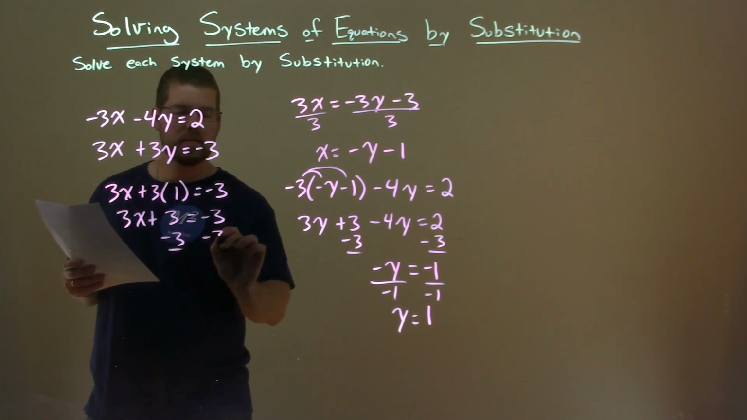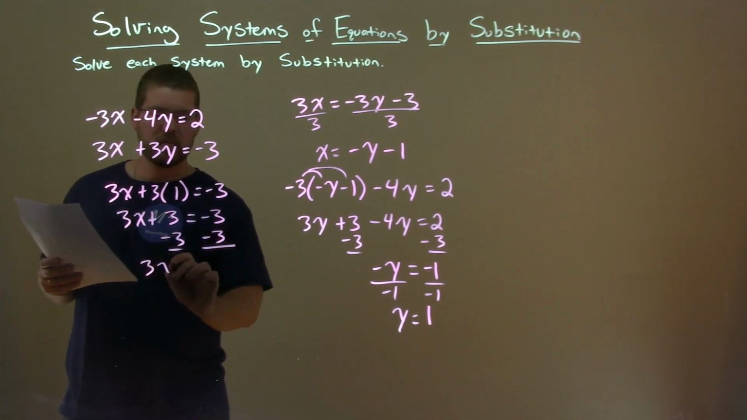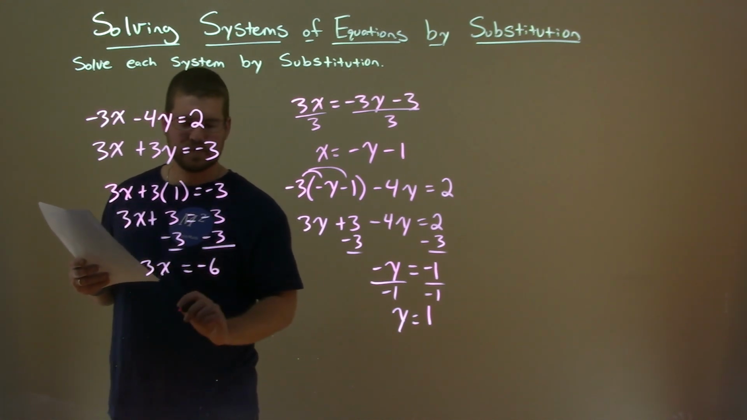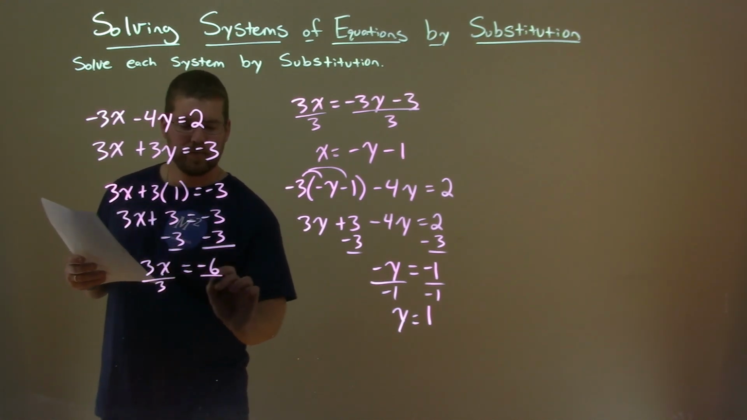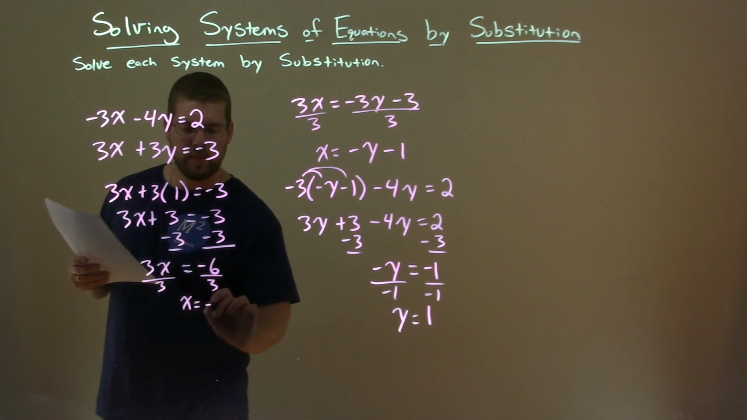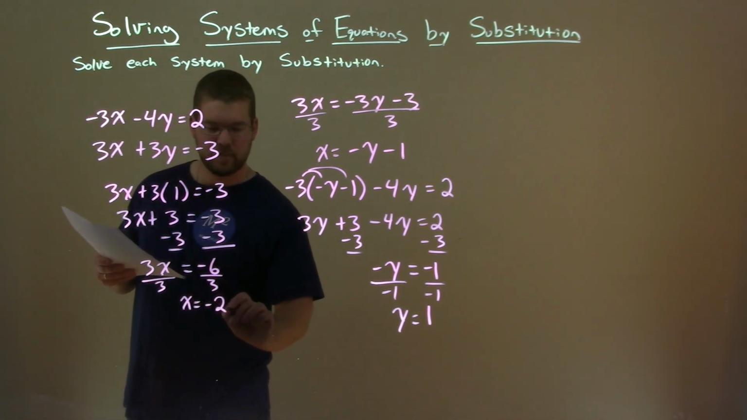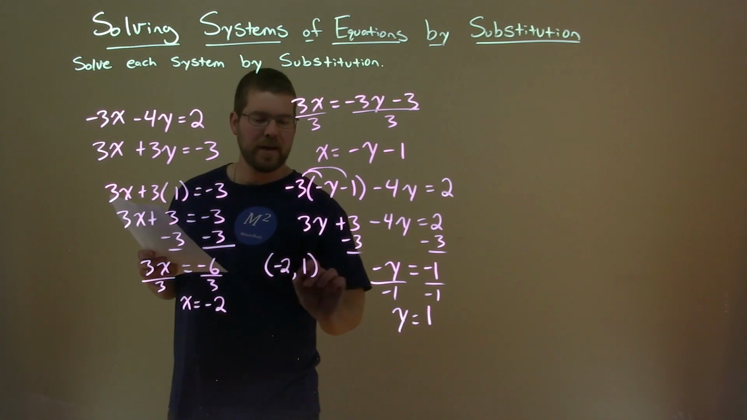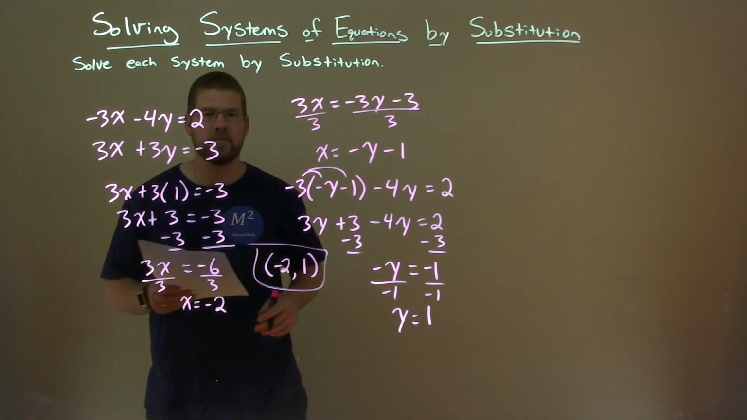Subtract 3 to both sides. 3x is by itself here, and negative 3 minus 3 is a negative 6. Divide both sides by 3, and x equals a minus 2. So x is minus 2, or negative 2, y is a positive 1, and that is our final answer.